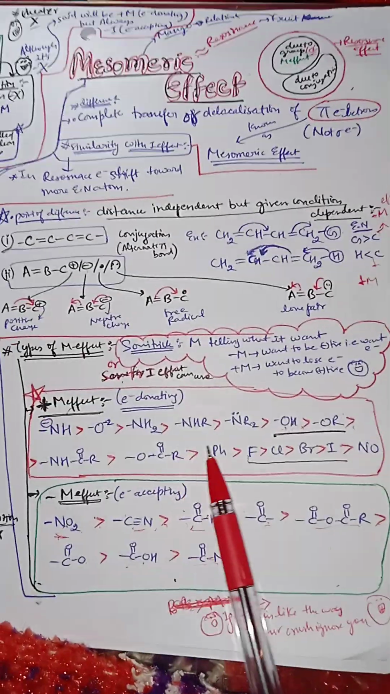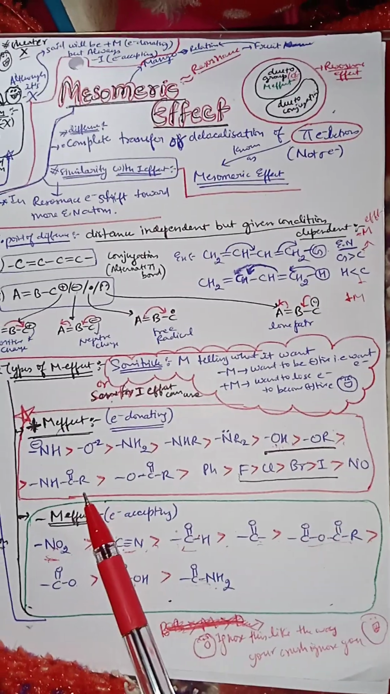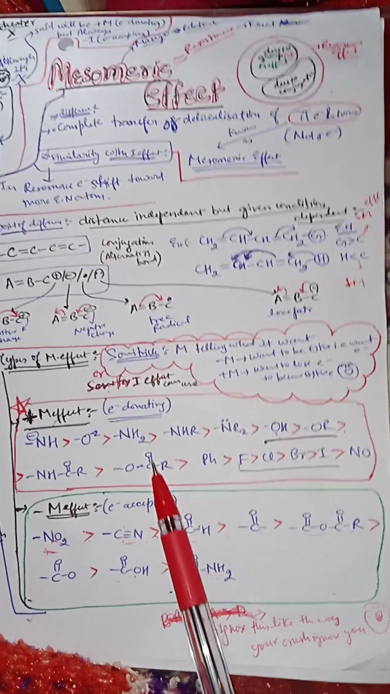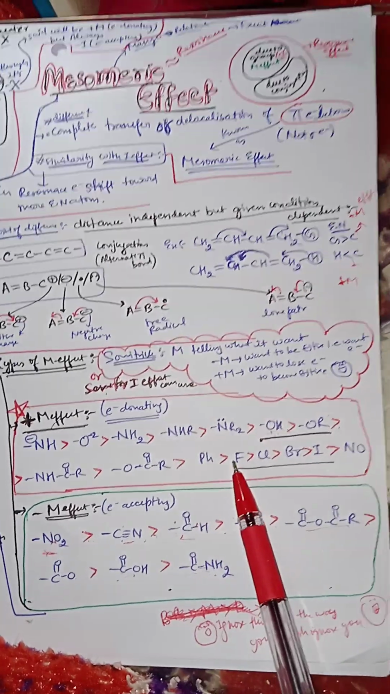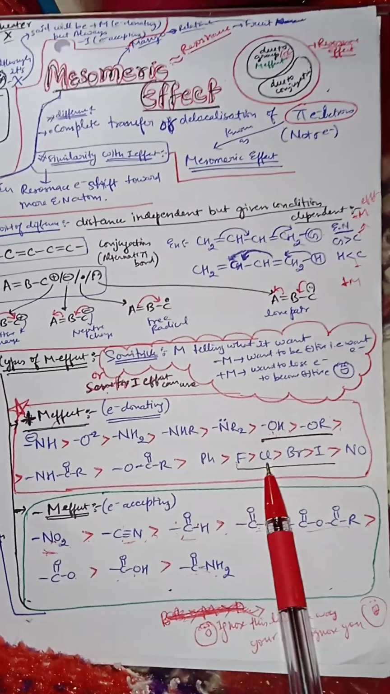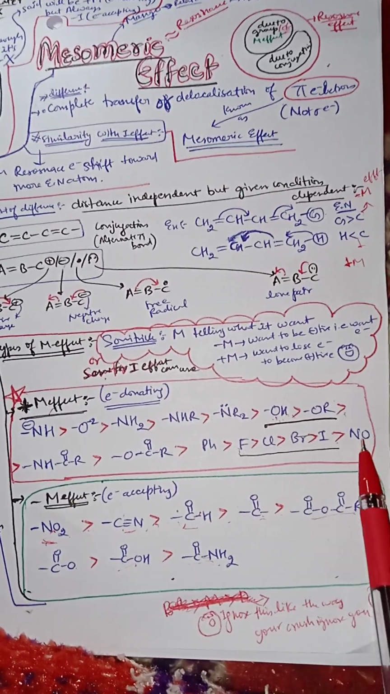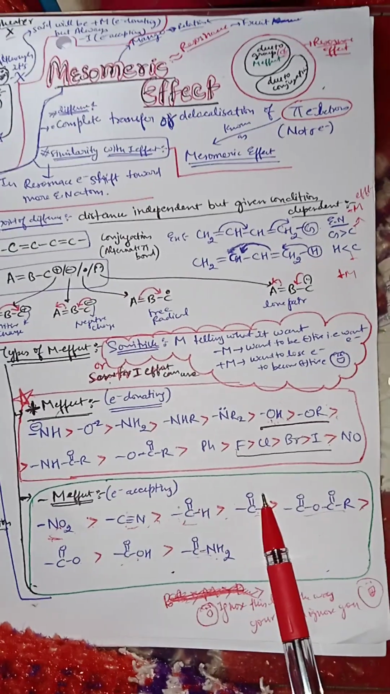Now here again, OH more than OR more than NHCOR more than OCOR, more than Ph, meaning phenyl, more than halogen: fluorine more than chlorine more than bromine more than iodine, more than nitro. Okay, so that's how you can learn this.